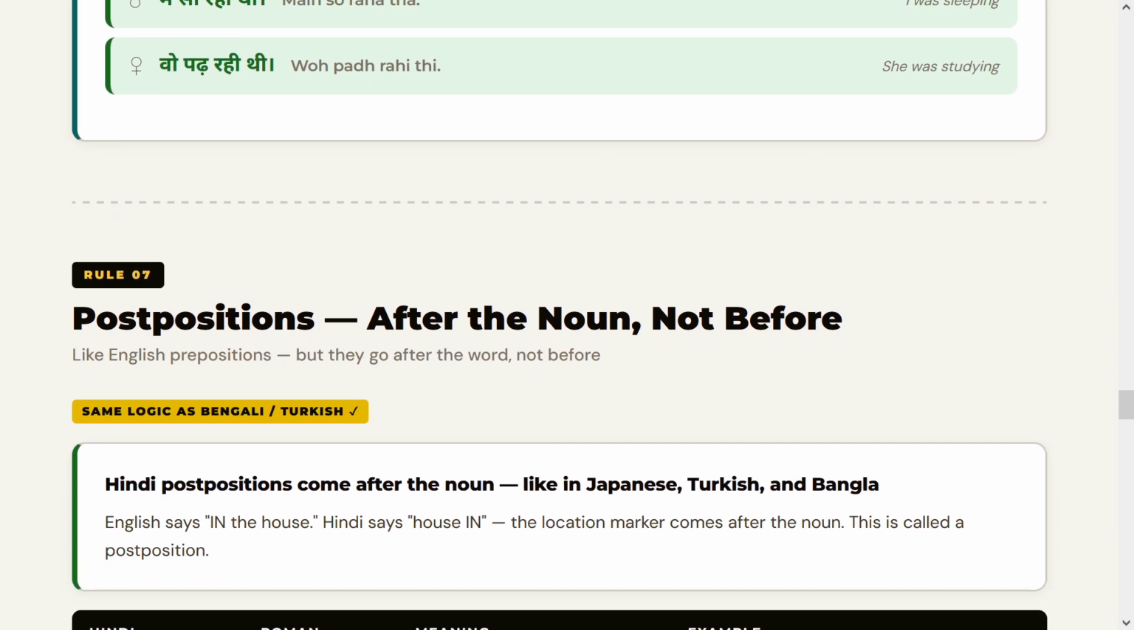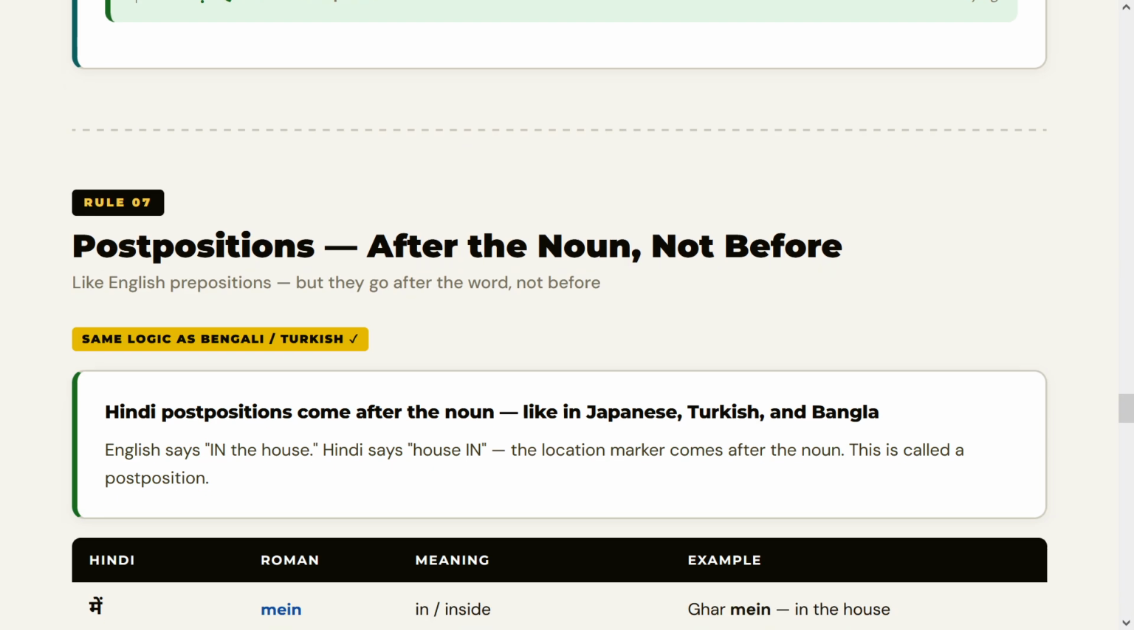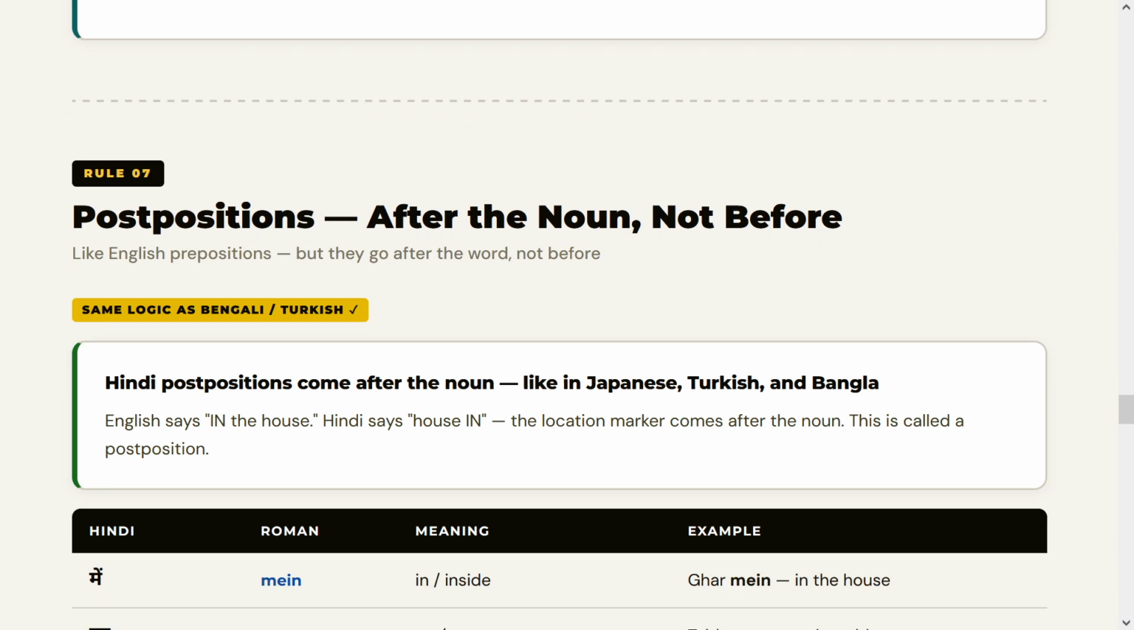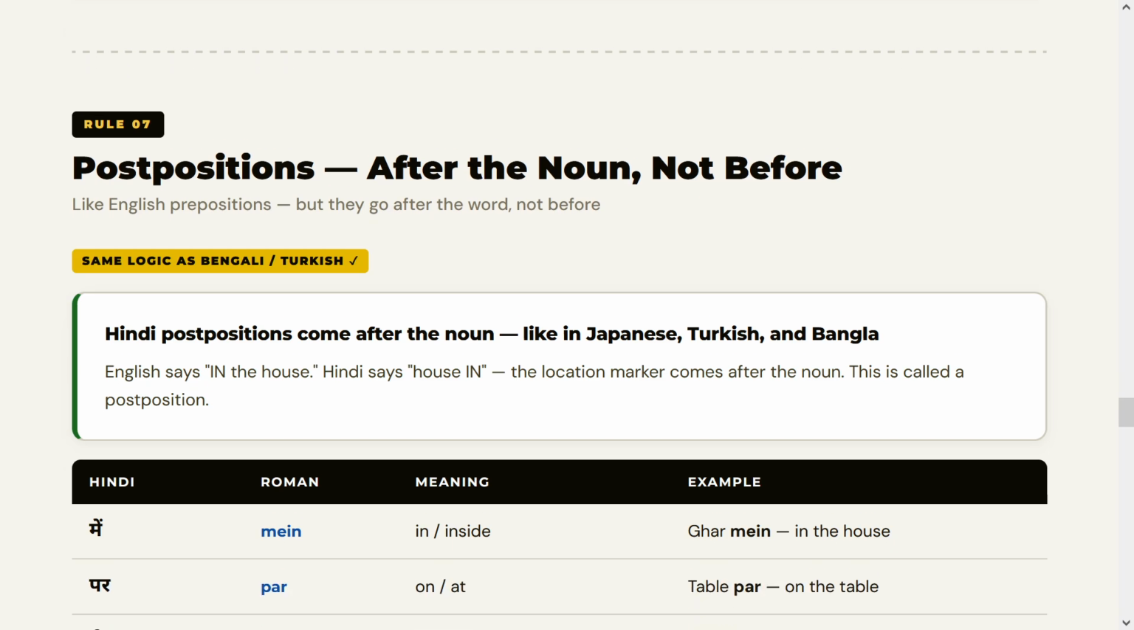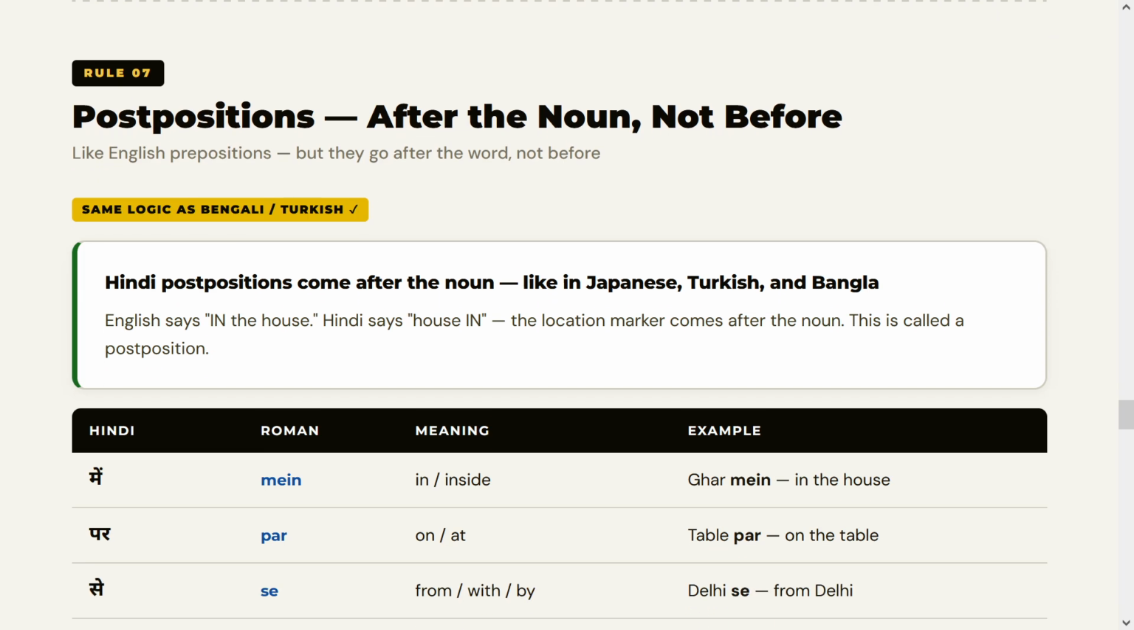So in the postposition rule, in English, the preposition comes before the noun. In the house, from Delhi, with me. In Hindi, the same marker comes after the noun. घर में, दिल्ली से, मेरे साथ. These are called postpositions because they postdate the noun rather than precede it.